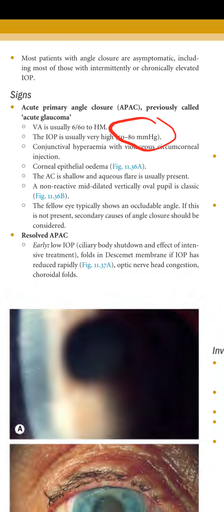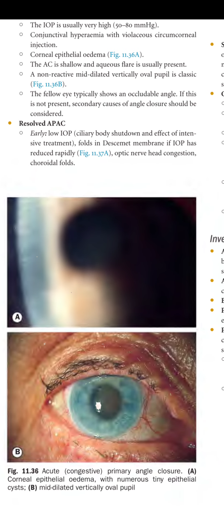There will be conjunctival hyperemia with circumcorneal injection. There will be corneal epithelial edema, the AC is shallow, and aqueous flare is usually present. A non-reactive, mid-dilated, vertically oval pupil is classic. So the pupil will not be reacting, and it will be mid-dilated and vertically oval in this case. The fellow eye typically shows an occludable angle. If this is not present, secondary causes of angle closure should be considered.